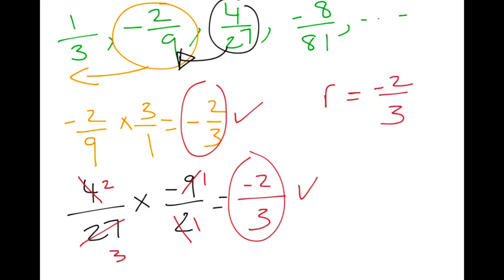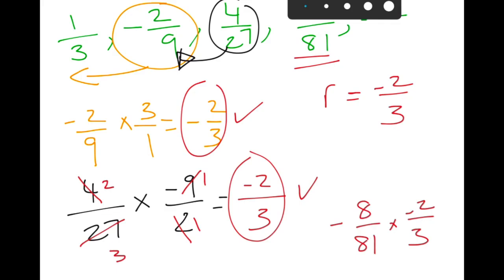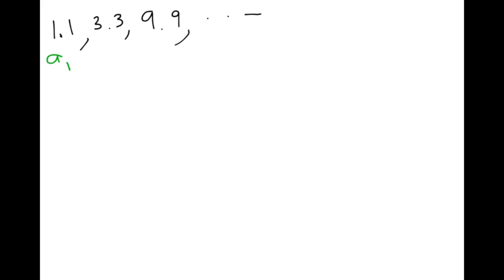So what would be the next number? Here, I will take the number before it, will be negative 8 over 81 times negative 2 over 3. So the two negatives will cancel. I will end up with 16 over 243. This is the first element.